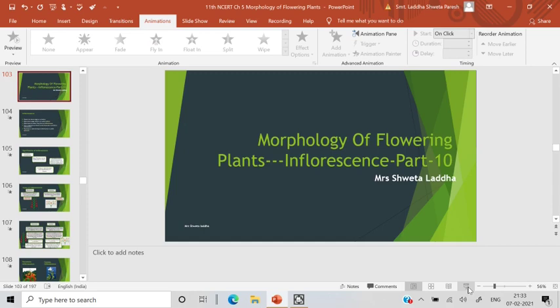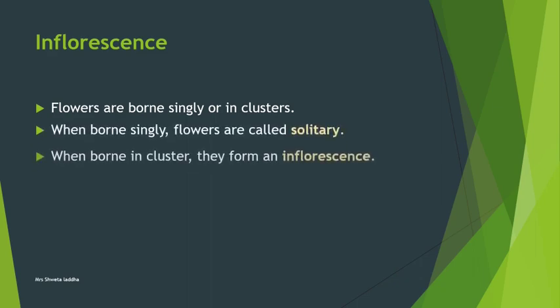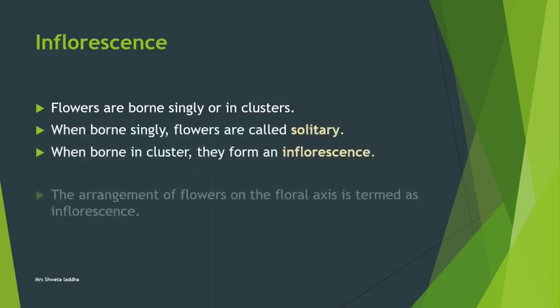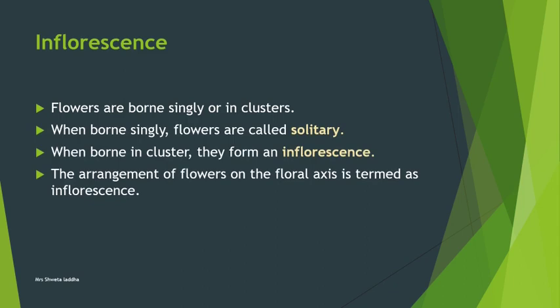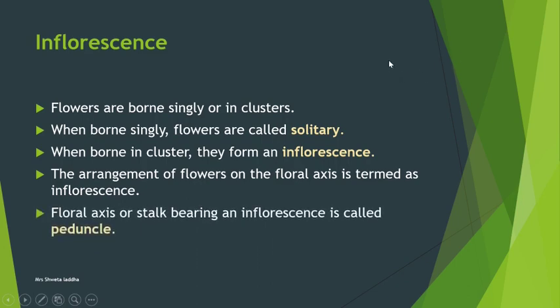So what is inflorescence? If a flower is born singly, we call it a solitary flower. But if the flowers are born in clusters, we call that cluster of flowers an inflorescence. There is a specific arrangement of the flowers on a special axis which is called the peduncle, and this special arrangement of the flowers on the peduncle is called inflorescence.